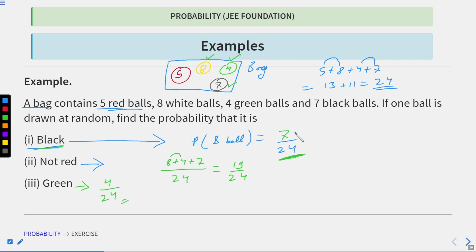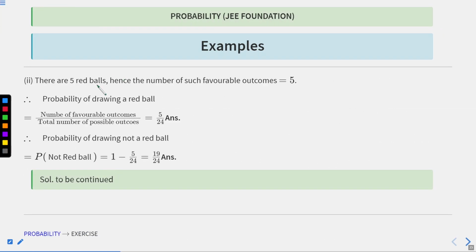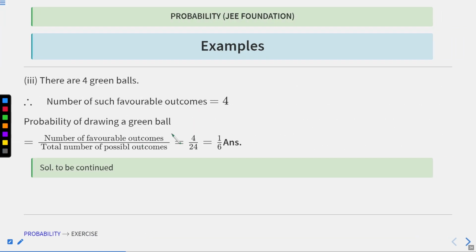So it is just a minor mistake. Let's see, the remaining probabilities will be 19 by 24 and 4 by 24. So in this case, 19 by 24 for not a red ball, and 4 by 24 for getting a green ball. I hope this is all clear to you. It was a quite simple and very interesting problem. Okay, so let's move to next.